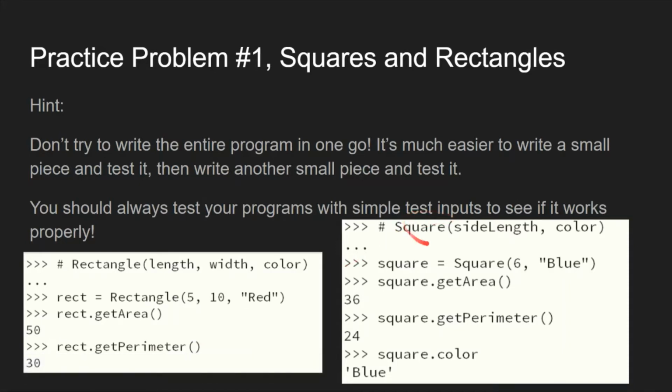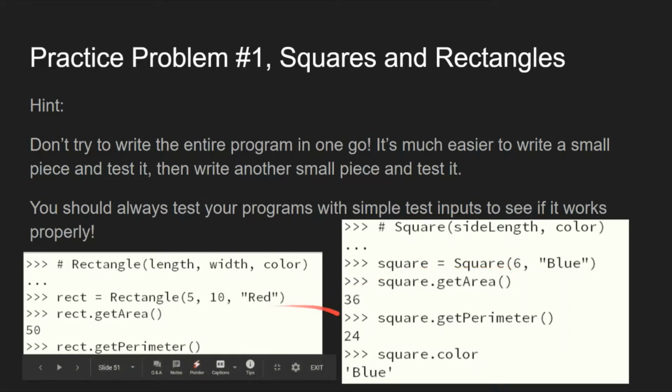And then for Square, I only initialize it with side length and color because the square has 4 equal sides. And I can call all the same things. And for both of them, I'd be able to check their color.